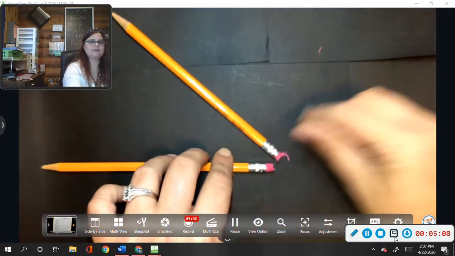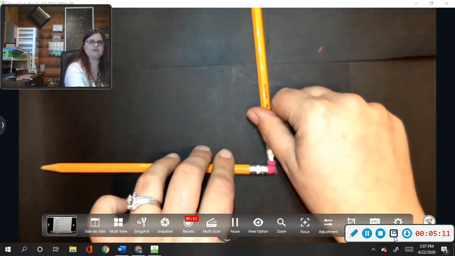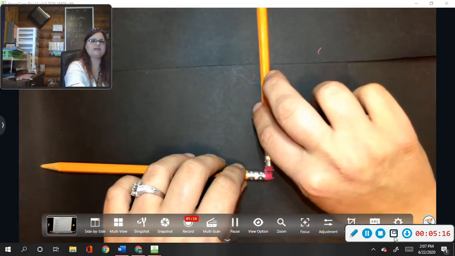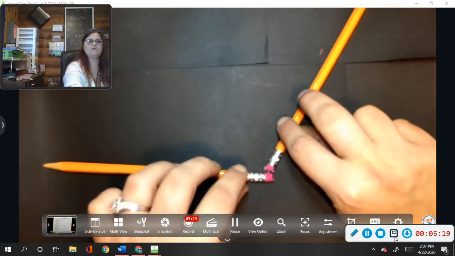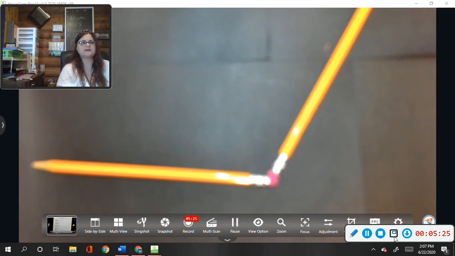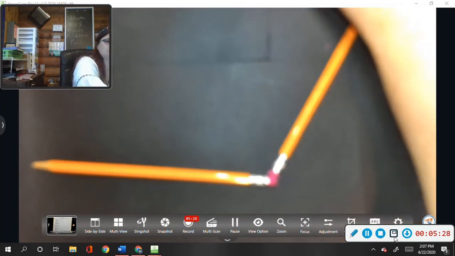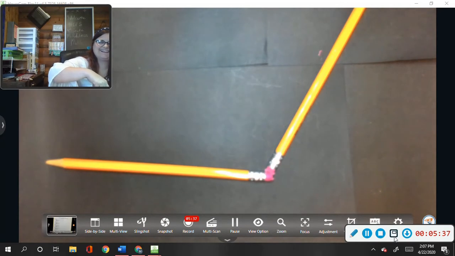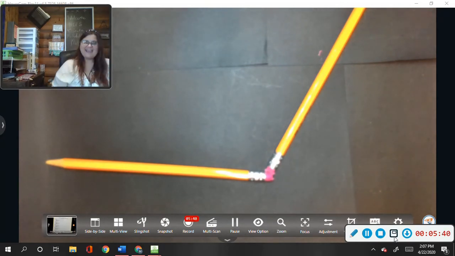But what if we took our endpoints and I moved it back up to my 90-degree angle, my right angle, because my right angles are always 90 degrees, and I went this way with it? What kind of angle do I have now? Is that angle still 90 degrees as it goes in and out? Is that angle 90 degrees? No, it's bigger than 90 degrees, and so it's not acute, it's not right, it's obtuse.